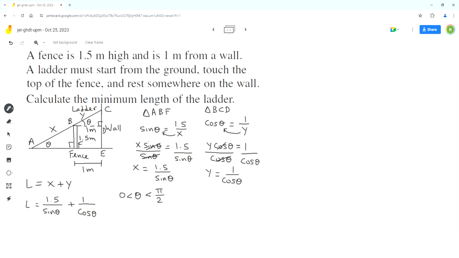Next, we should find the derivative of this length equation and set the derivative equal to 0 to find the critical points at which the tangent is horizontal to this length function. We have to find the minimum length of the ladder and the tangent will be horizontal at minimum points. Before we find the derivative, we should change this equation to make it easy to find the derivative. We should move the sine and the cos terms to the numerator, and that will make their exponent negative.